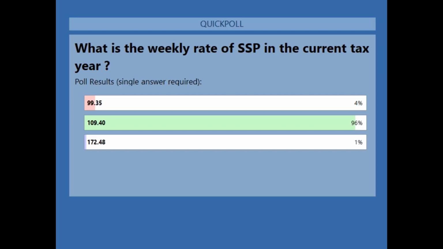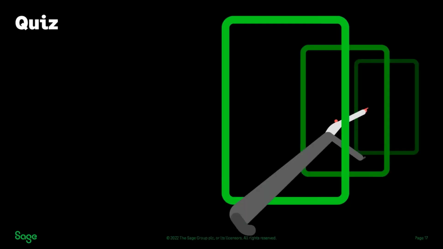Those who selected 99.35, you were thinking last tax year. So that's what it was, last tax year. Okay, so let's hide that one and we'll move on to question number 2.